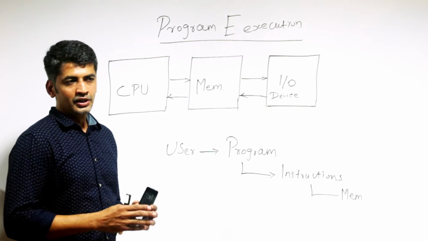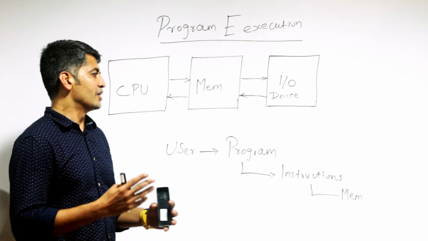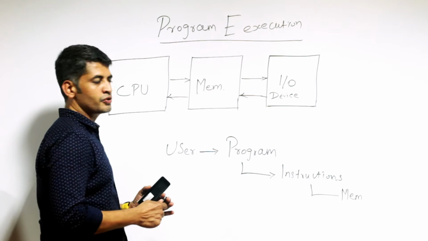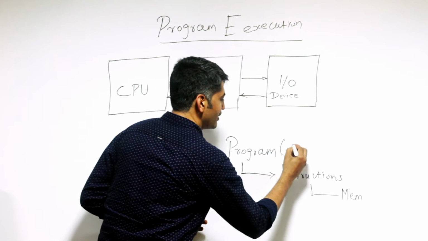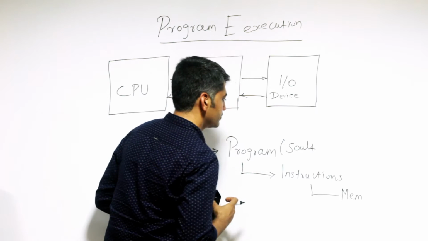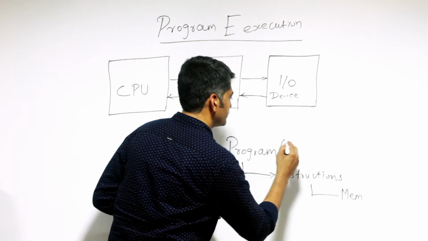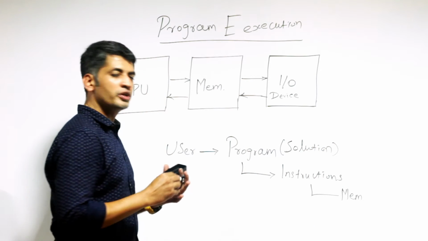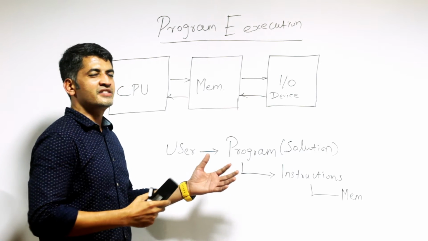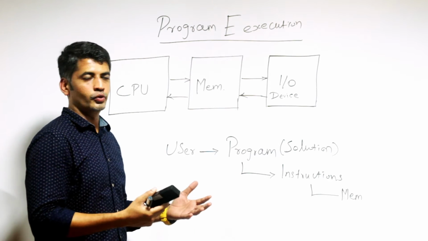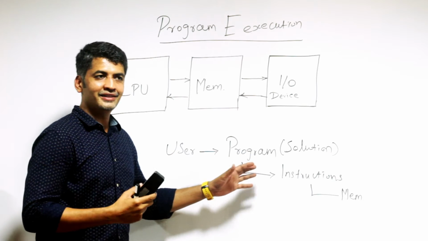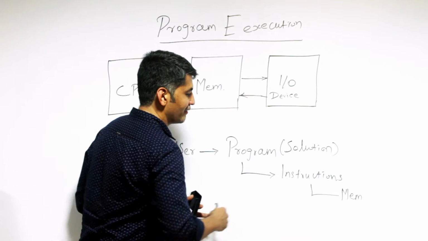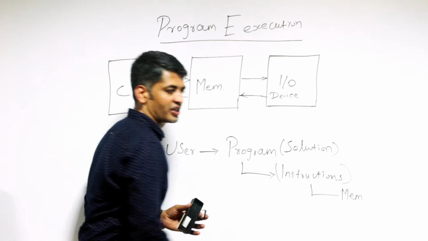During that time, where will the program be stored? We'll see that. The user will give the program as an input. Sometimes you can consider a program as a solution. Solution means it gives the step-by-step process for a particular problem. So the user gives the program to the system as instructions, and the program will have a number of instructions.